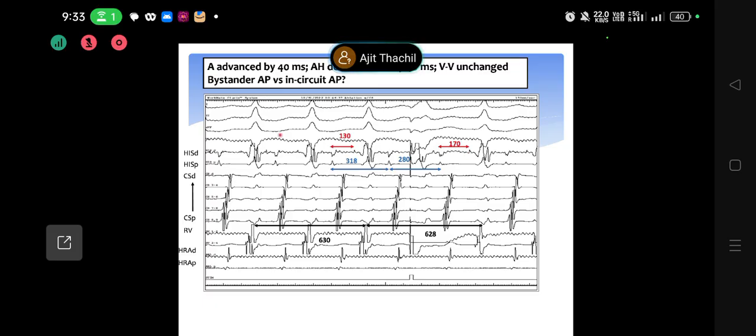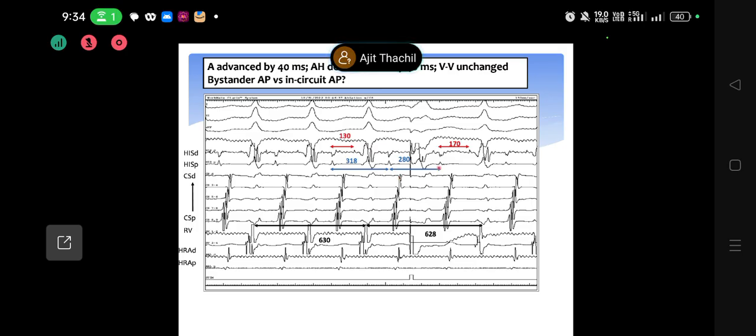So here, unfortunately for us, the AV node decremented by exactly the same measure as the atrium became early. So we have an accessory pathway which has gone into the atrium, and that atrium has gone into the AV node. But while going into the His, the AV node decremented by the exact same interval, and therefore we cannot say if the V became early or not. So here you have to consider both possibilities.